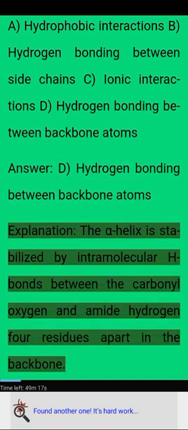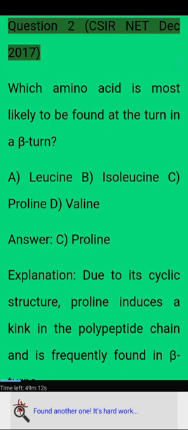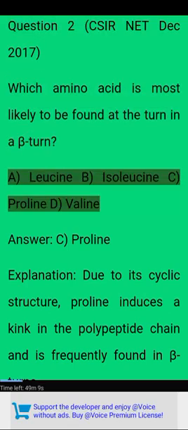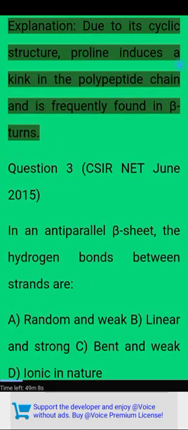Explanation. The alpha helix is stabilized by intramolecular H bonds between the carbonyl oxygen and amide hydrogen 4 residues apart in the backbone. Question 2. CSIR NET December 2017. Which amino acid is most likely to be found at the turn in a beta turn? A. Leucine. B. Isoleucine. C. Proline. D. Valine. Answer. C. Proline.